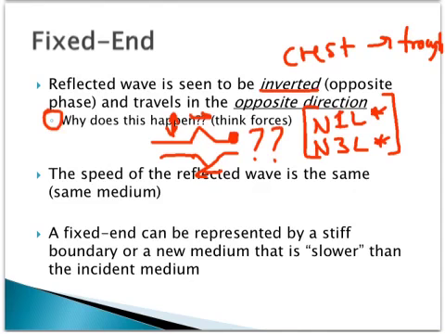And you should have also known through this that the speed of the reflected wave remained the same. Why? Well, if you think about when we talked about wave speed, the wave is staying within the same medium. So if it's in the same medium, the wave obviously is going to maintain the same speed. We also talked about how a fixed end can also be represented by a new medium that is more dense or slower. Think of more dense, that's going to relate back to Newton's first law. More dense, more mass per unit length, more mass, more inertia, it's going to be harder to move. So this kind of boundary can be seen as entering a new medium that is slower. So it's going to change the speed.